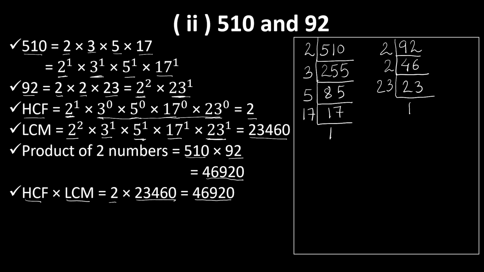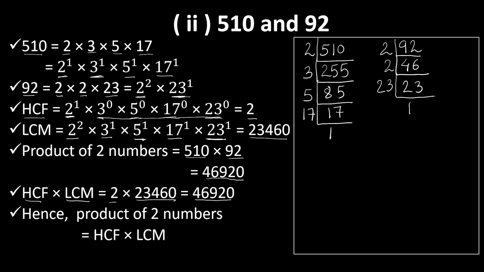So, what did we observe? We got the same value in the product of the two numbers as well as the product of their HCF and LCM. So, we will be writing finally that we have verified that the product of the two numbers is equal to the product of their highest common factor and lowest common multiple.